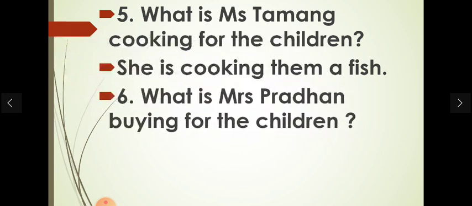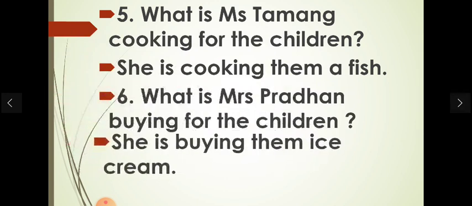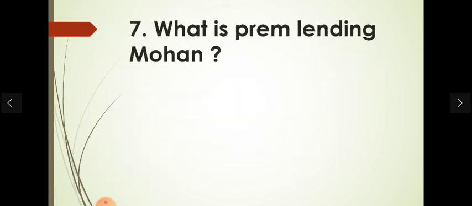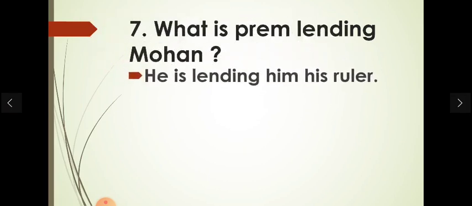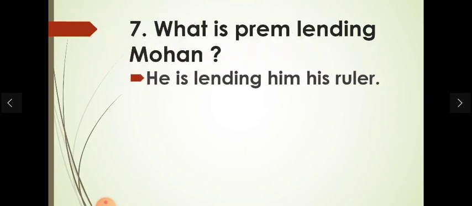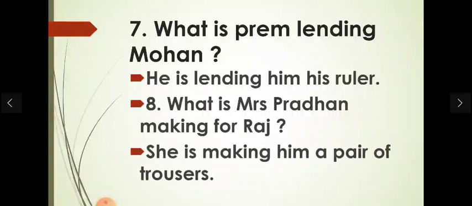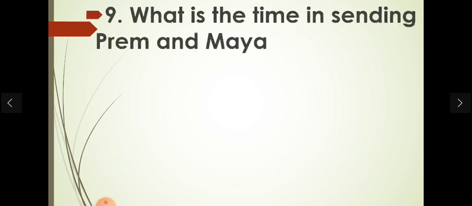What is Mrs. Pradhan buying for the children? She is buying them ice cream. So, here, children are indirectly related to Mrs. Pradhan. What is Prem lending Mohan? Prem is lending him his ruler. So here Mohan is indirectly related to Prem and the ruler is also indirectly related to Prem. What is Mrs. Pradhan making for Raj? She is making him a pair of trousers. Here Raj is indirectly related to Mrs. Pradhan.